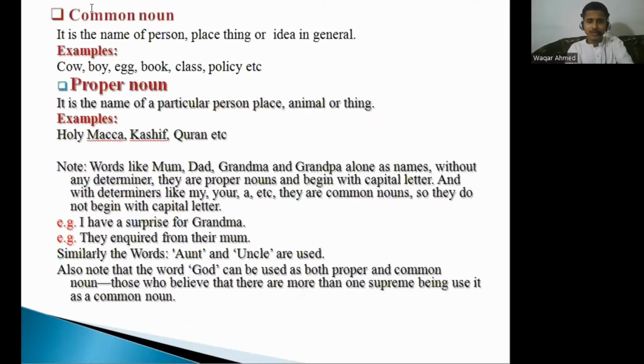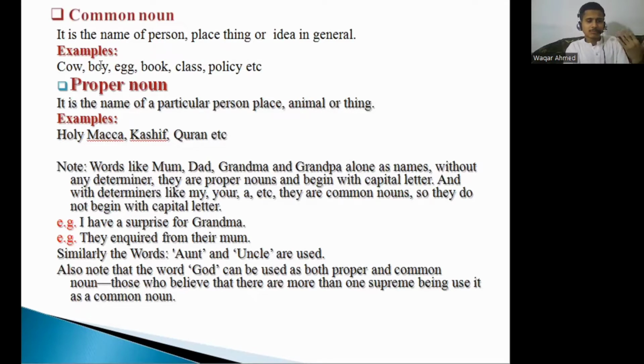Let's see what this actually is. Well, a common noun is the name of a person, place, thing, or idea in general. So any name given in general is actually a common noun. Any common name or any general name given to general things, right? For example, cow is a common noun because cow is a kind of animal and there could be many cows, right?